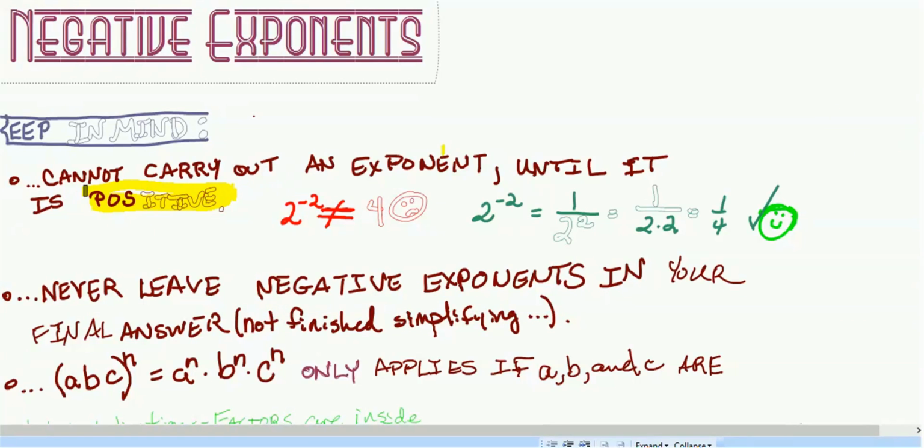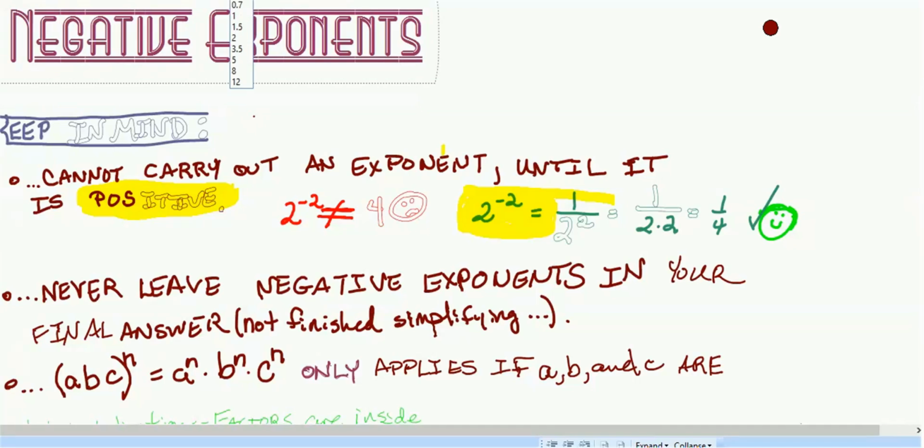In other words, look what I have here in red. I have 2 to the negative 2. So this is not equal to 4. You can't just say this is 2 times 2. What you must do is this. Here's the correct thing to do. 2 to the negative 2. You see this, and you remember that you can write this over 1. It's a fraction, right?